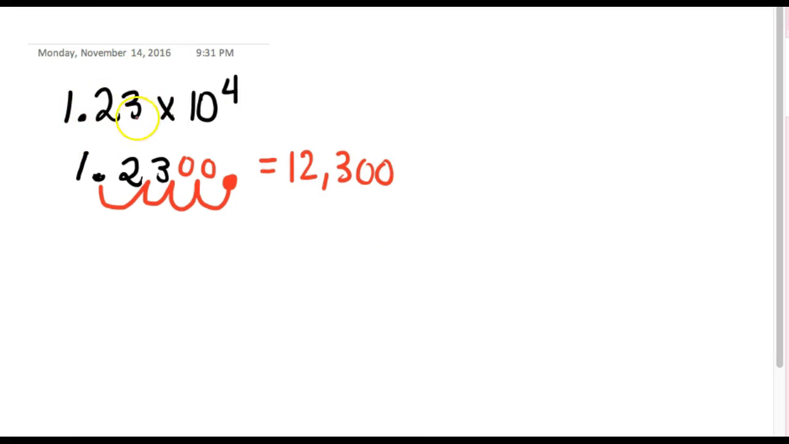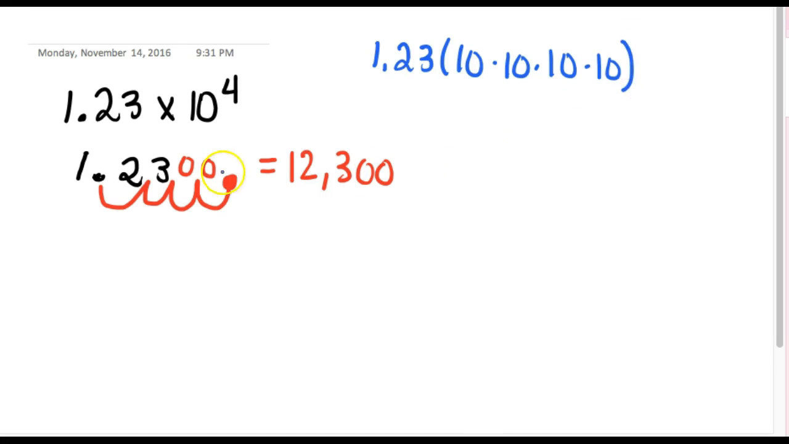Just a little side note for you guys, this is really saying 1.23 times 10 times 10 times 10 times 10. And then you get 12,300.